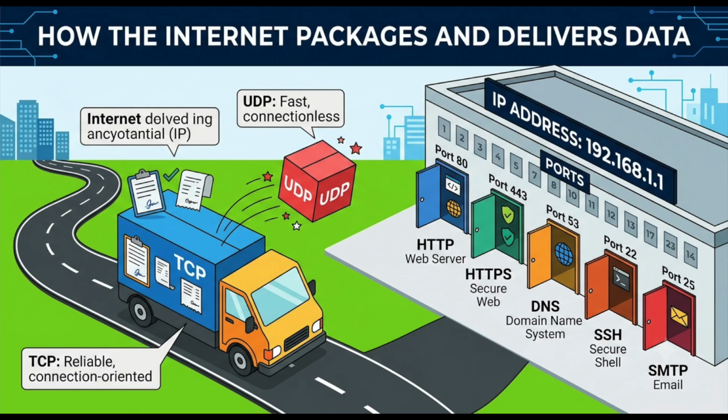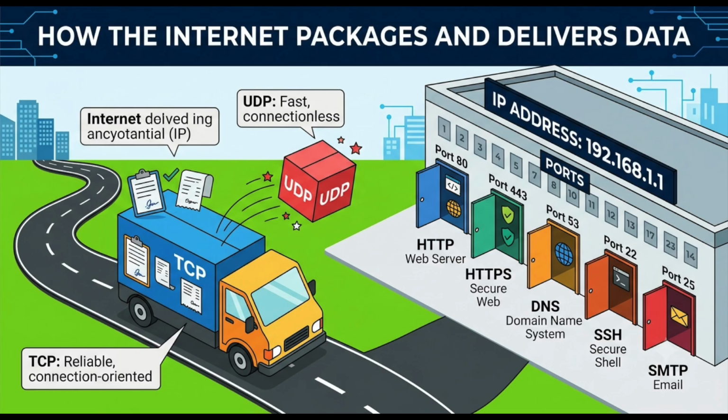Exactly. And because of that structure, TCP provides what we call reliable delivery. It uses a system of acknowledgments. Like delivery receipts. Yes, exactly like that. When the TCP box is delivered, the receiver essentially signs for it and sends a receipt back to the sender. Oh, that makes sense. And if a box gets lost or damaged on the road, the receiver lets the sender know, and the sender ships a replacement.